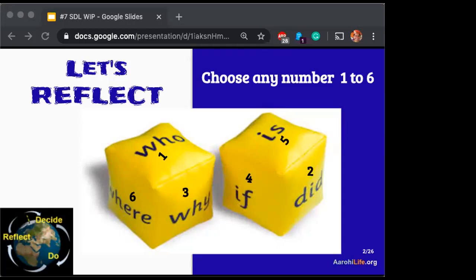For example, if you got, let's say, 6, and 6 is "where", you can come up with a question like, where in my day was I unkind or kind? Like that. So set up a reflection question.